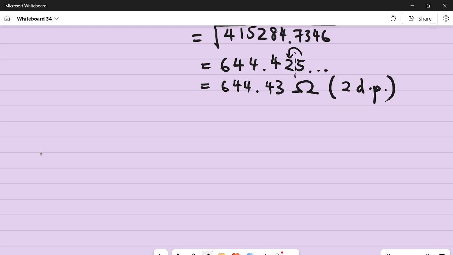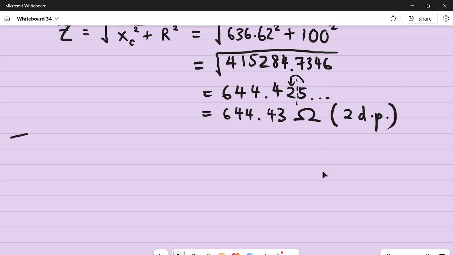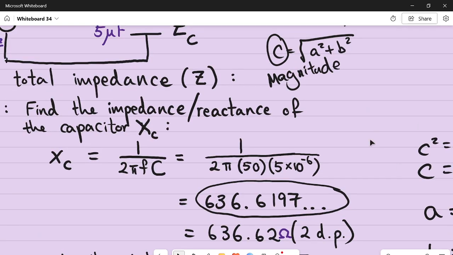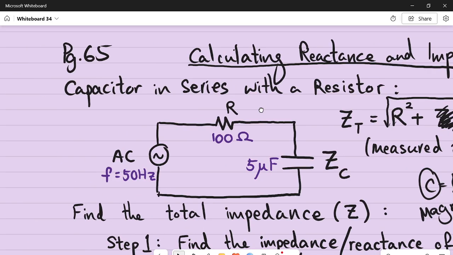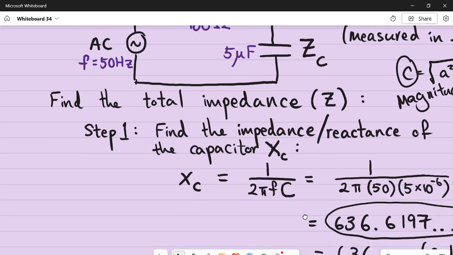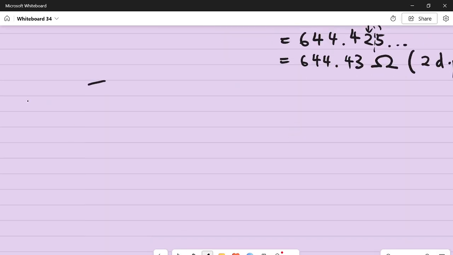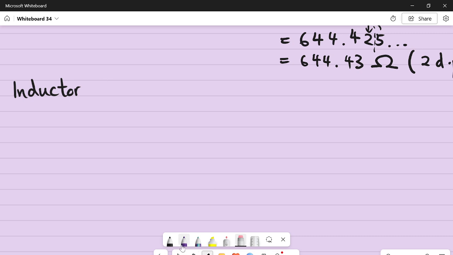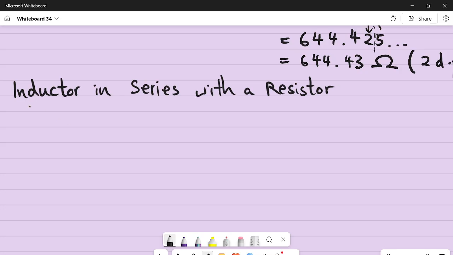What was my title before? So this time is an inductor in series with a resistor. This is a different one. So this time is inductor in series with a resistor.